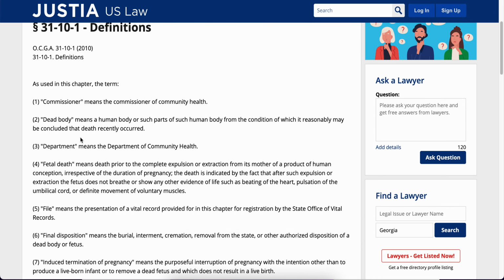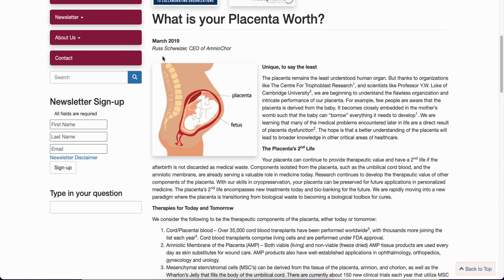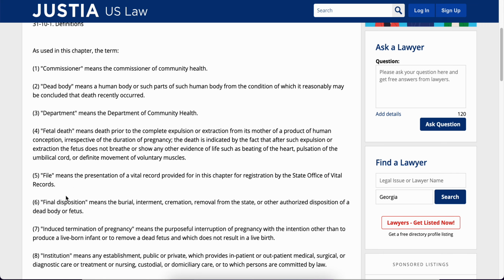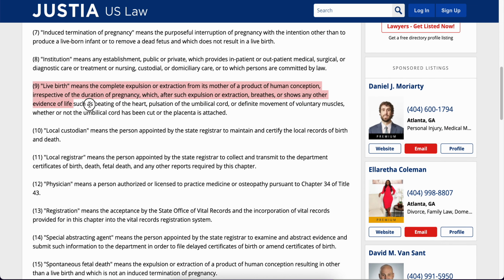I want to touch on this placenta again, y'all. As I showed y'all before in my previous video, the definition of a live birth. This is here in Georgia, y'all.